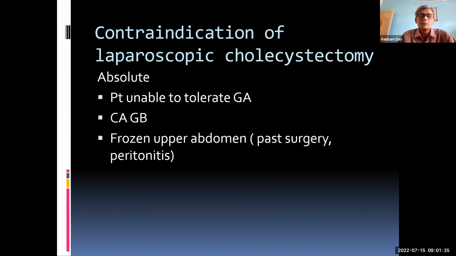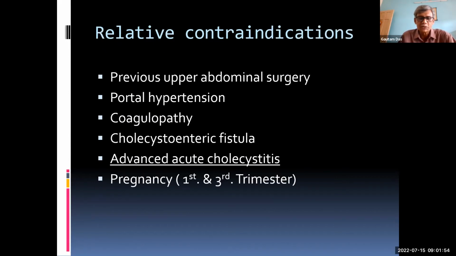Now these are some contraindications that Professor Shah had mentioned. Patient unable to tolerate general anesthesia, although nowadays laparoscopy is also done under spinal anesthesia. And frozen upper abdomen: you anticipate that there have been multiple open surgeries in the upper abdomen. You expect that the upper abdomen will be frozen, so you can adopt open cholecystectomy.